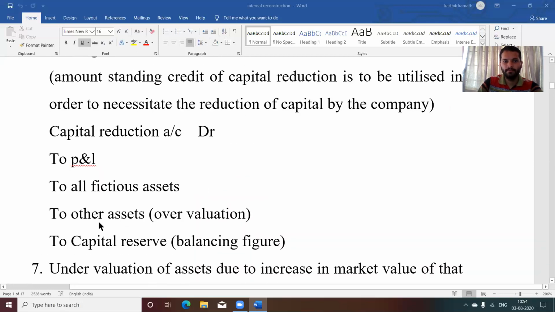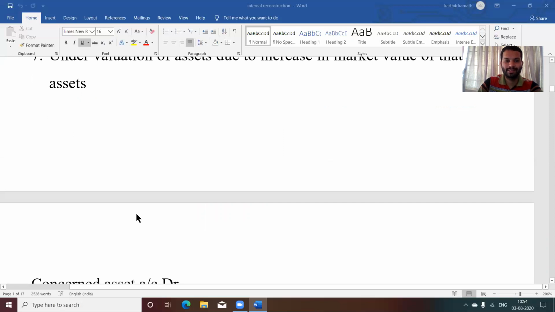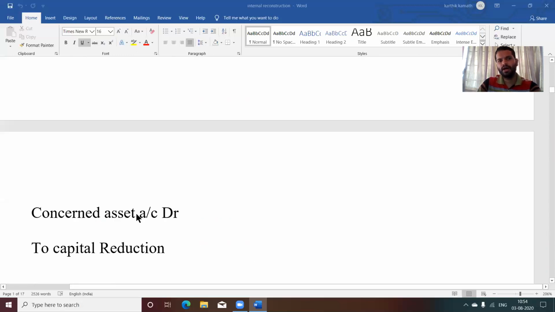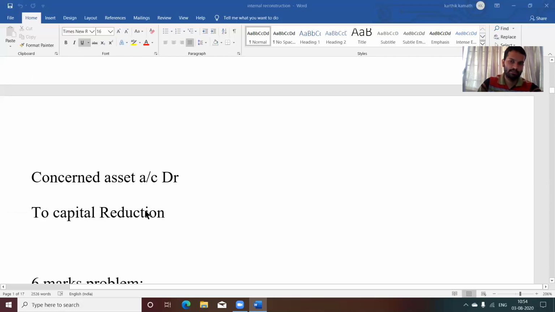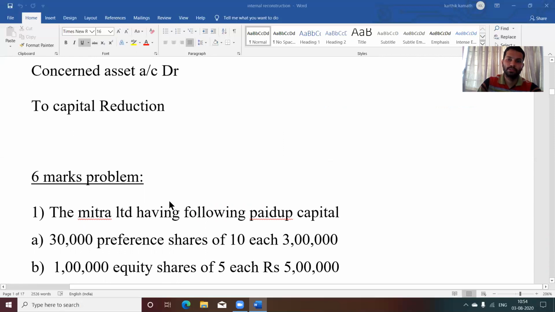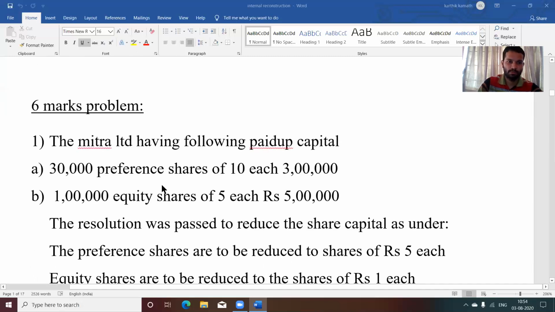So that is one change in the entry. If you see here, overvaluation, what happens? In overvaluation, capital reduction account is debited. In the case of undervaluation, capital reduction account is credited. So after knowing all these journal entries, now we are going to see problems which are very important from the point of view of examination. So now we are going to discuss a 6 marks problem.